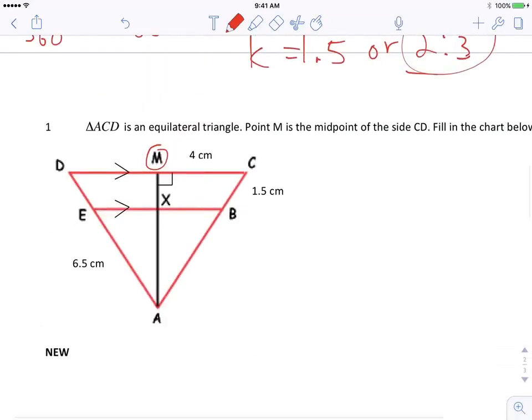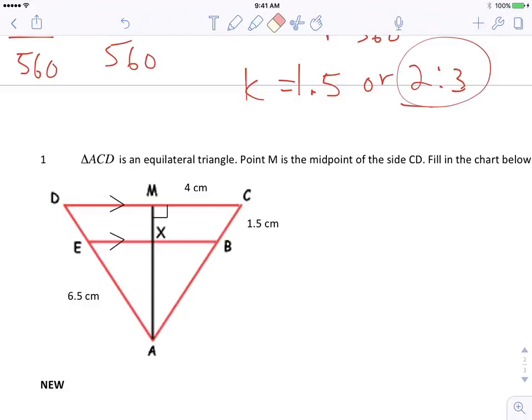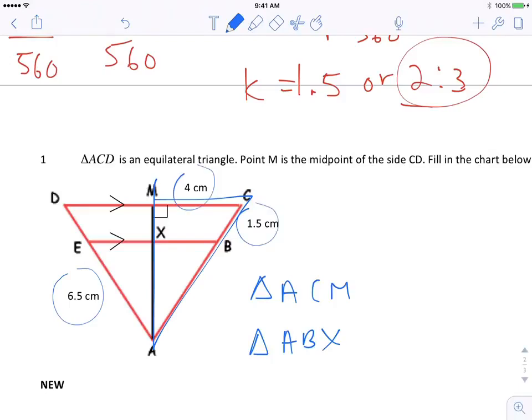The only hint I'm going to give you is you're going to be using similar triangles. As an extended hint, you're going to have to use this triangle here, which is triangle ACM, and you're also going to need to use triangle ABX. You're going to have to use the information from those two and the information given here in the diagram to help solve all of these.